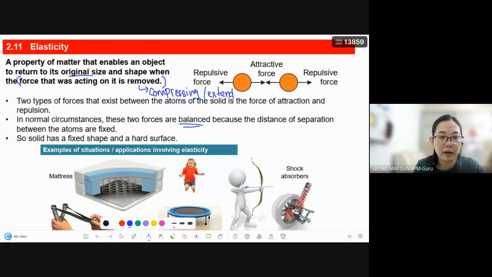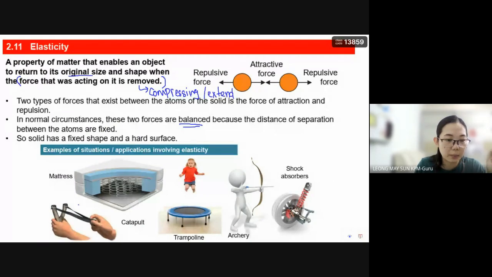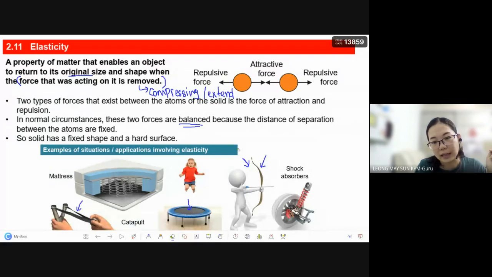So these are a few examples of elasticity. We have our mattress, we have the catapult. Obviously the catapult that we're talking about is the elastic band. We have the trampoline, and then for archery it is the string, and also the bow. Actually, more for archery, the more exact elasticity is the bow.